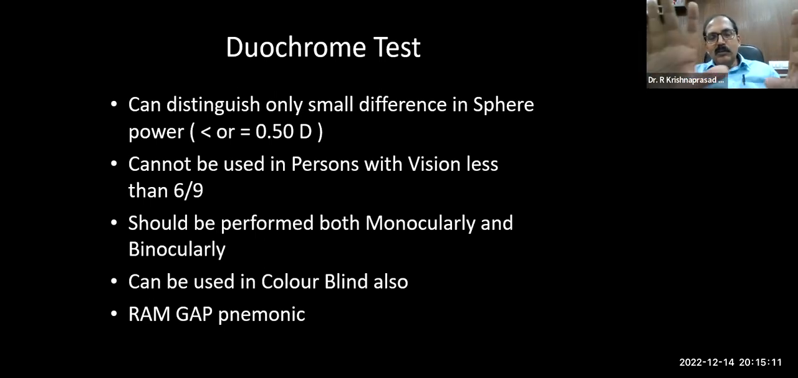So this is the simplest thing. It is based on chromatic aberration. And this test, which is available in all the vision charts, is a very simple technique. It is a very commonly used technique and also commonly asked in the exam. So try to understand the duochrome test, do it in your practice so that it becomes like the back of your hand.